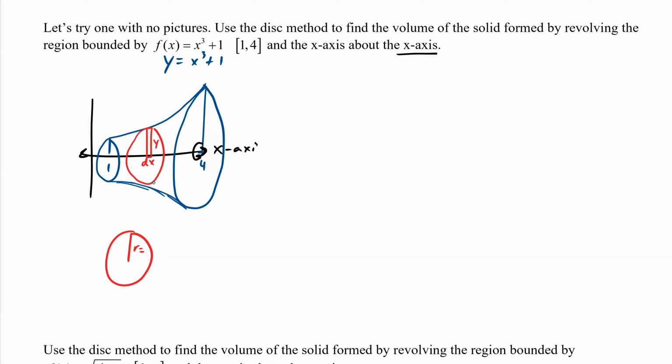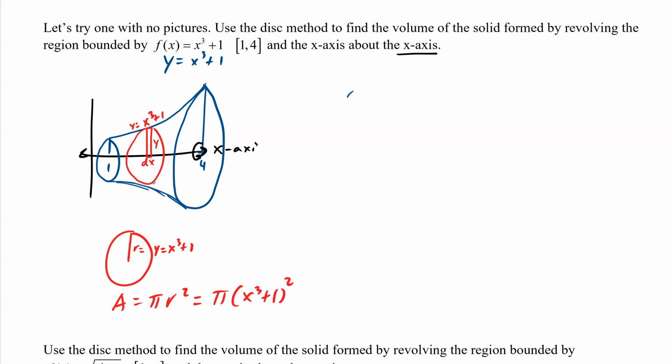So our radius is the y function. In this case, it's x cubed plus 1, because that is our y. So our radius is our y, which is x cubed plus 1. That's this function right here. All right, so now that we have our radius, area of a circle is pi r squared. And then we just plug in our radius, which is x cubed plus 1. No need to do anything else after that.